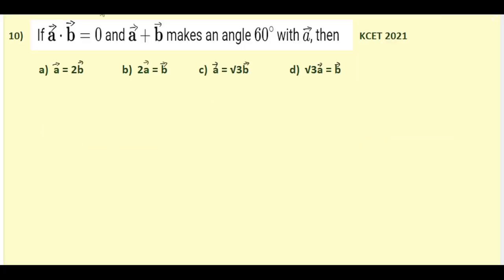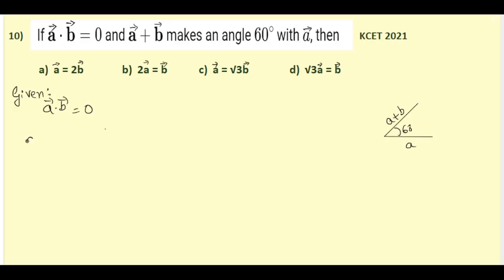Question number 10. If A vector dot B vector equal to 0 and A vector plus B vector makes an angle 60 degree with A vector, then what is A vector? So what is given here? Dot product of A and B is 0. That is vector A dot vector B equal to 0, and A plus B makes an angle 60 degree with vector A. So if you have two vectors here, one is A plus B and this is vector A, and this makes an angle 60 degree.